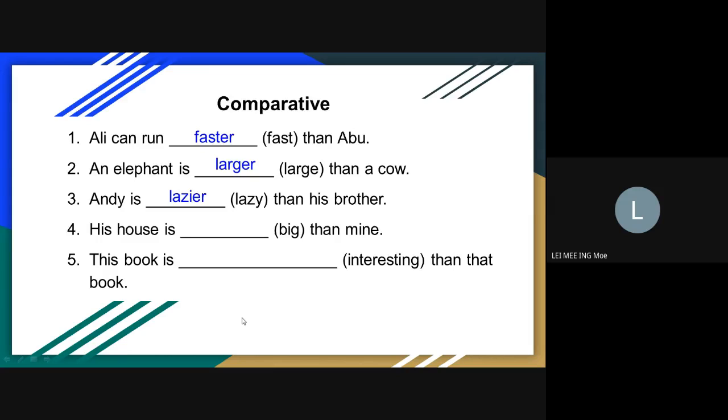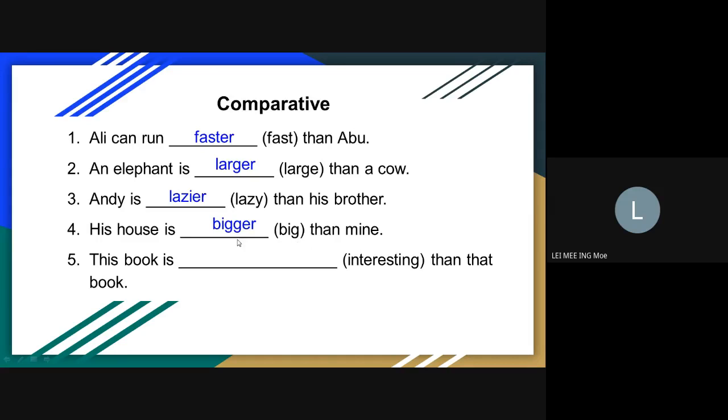His house is than mine. So what is the comparative form for big? Can you please type down your answer now? Big. 5, 4, 3, 2, and 1. All right. Yes, the answer is bigger.